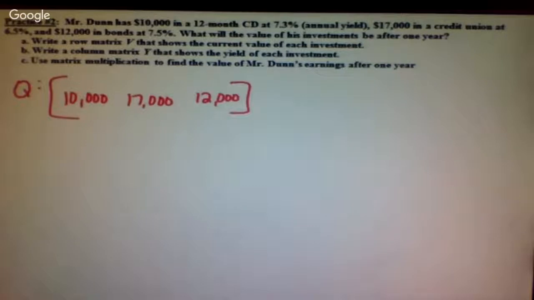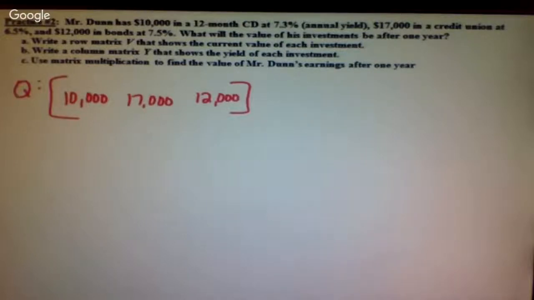So, we need a quantity matrix of all of the money he has invested. What's my first amount? 10,000. What's his second amount he has? 17,000. And the third amount he has? 12,000. Good. Okay, so that's your quantity matrix. How much money has he put in?